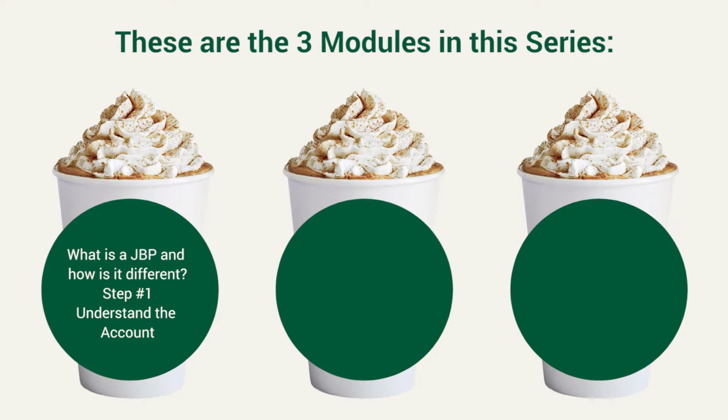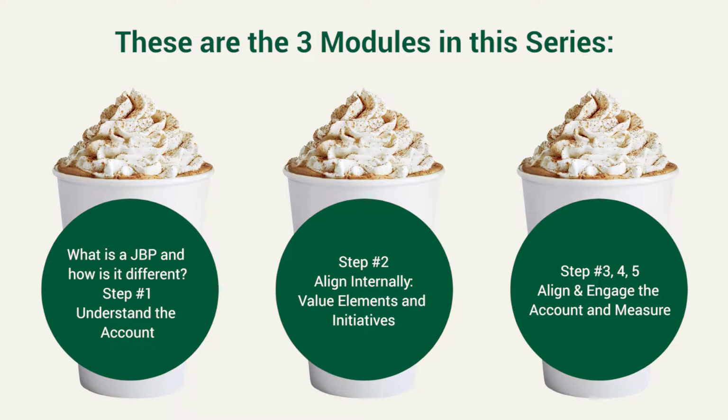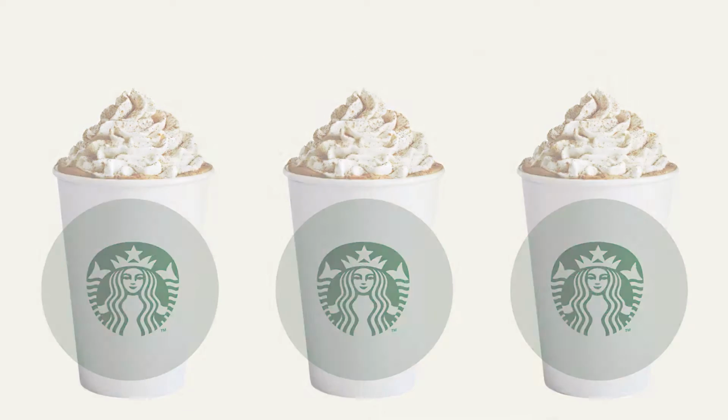Congratulations! The first video you completed included the definition of joint business planning, how it differs from other kinds of business planning you might be doing today, an introduction to the 5 steps, and you completed step 1, understanding your customer. In the second video, we focused on step 2, aligning internally, and we concentrated on value elements, building initiatives, and aligning internally. In this third and last video, we'll conclude by focusing on the final 3 steps: align top to top, engage the account, and then finally deliver and measure.